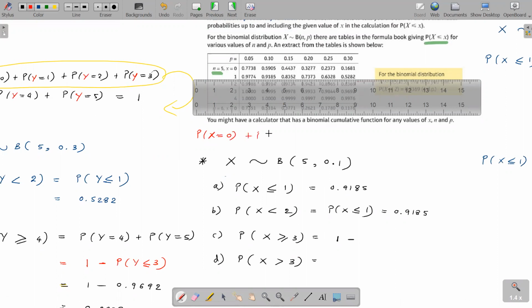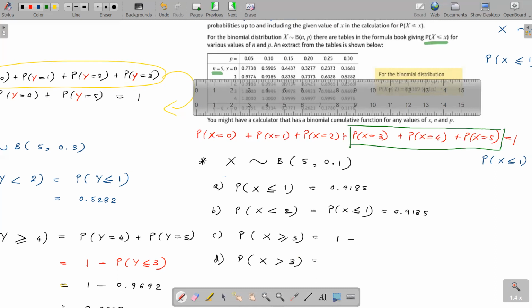x is 0, x is 1, x is 2, x is 3, x is 4 and x is 5. We know that the total probability must be equal to 1. And what I'm supposed to do is, x greater than or equal to 3 means I need to get the probabilities of these 3 added. Are you with me?